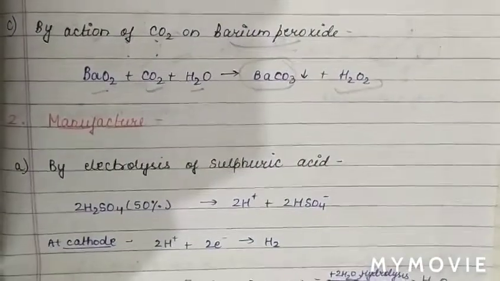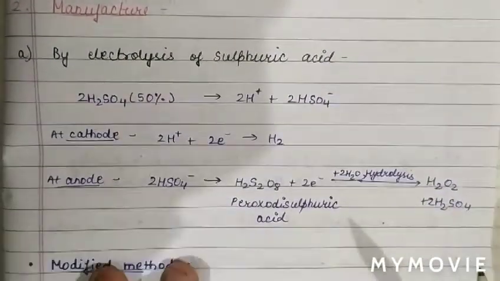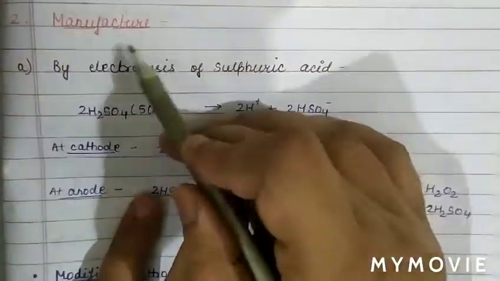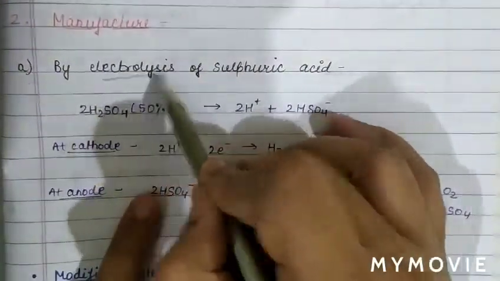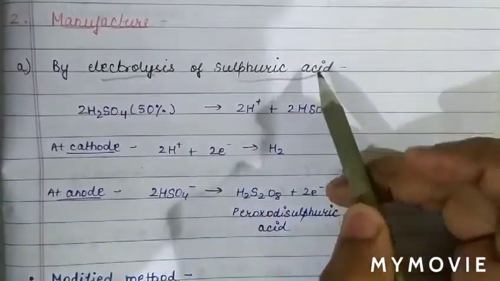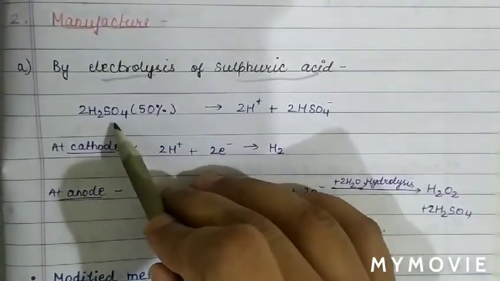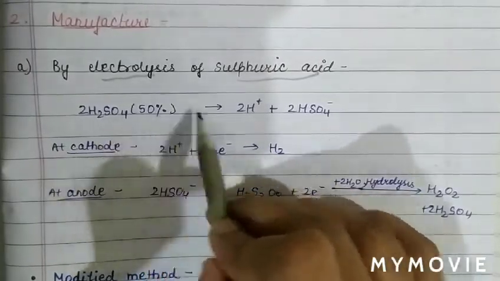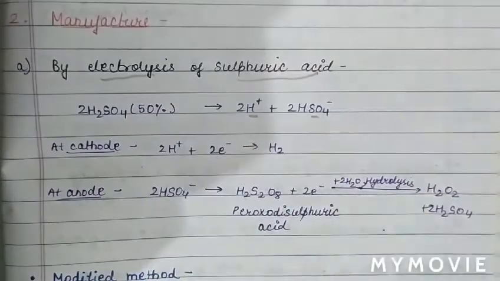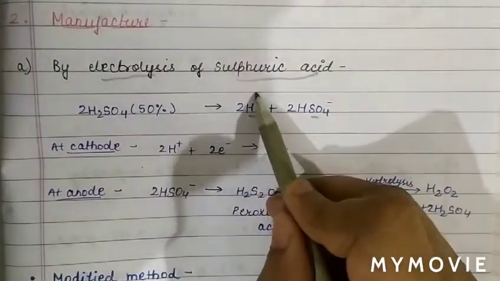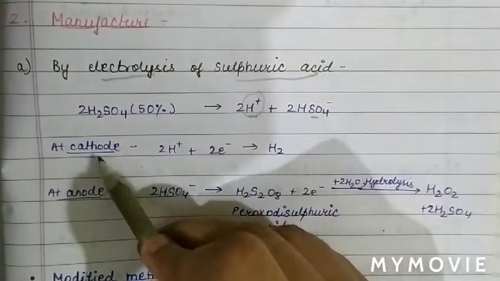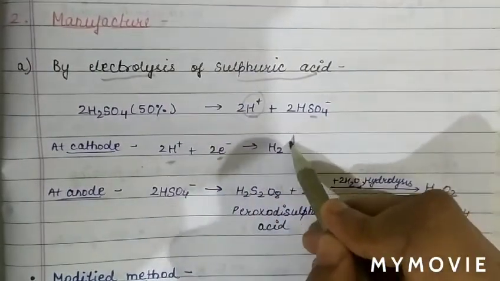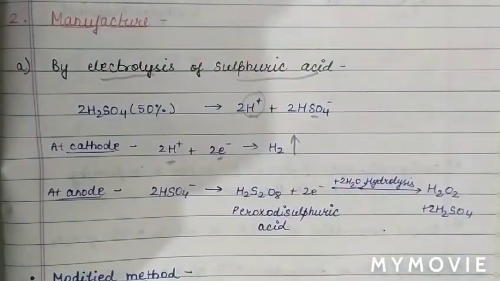Now see the commercial method for the preparation of H2O2, the manufacturing method. Basically H2O2 is obtained by the electrolysis of sulfuric acid. As we know, when we take 50% H2SO4, H2SO4 breaks into H+ ion and HSO4- ion. As we know, at cathode reduction takes place. So at cathode, this H+ ion will gain an electron and evolve in the form of H2 gas.